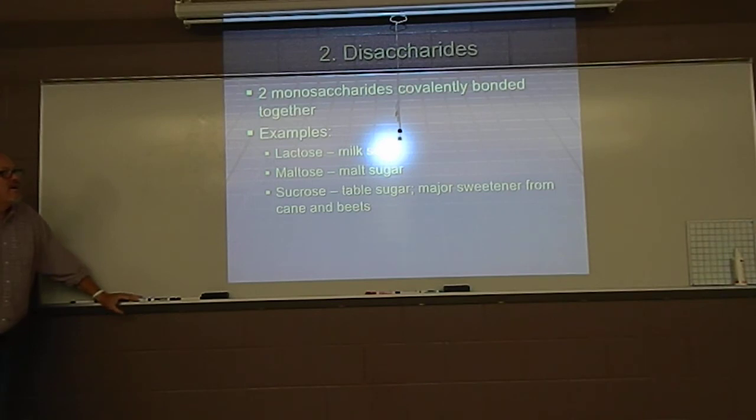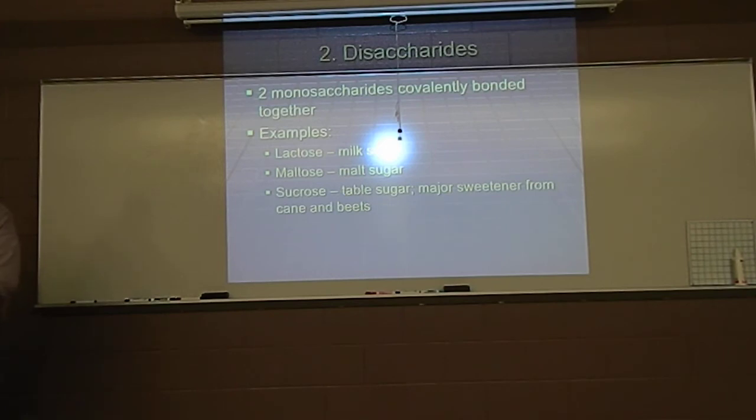Maltose is malt sugar associated with some grains, gives some brewery brewed beverages that sort of a little sugary taste to them. Sucrose is table sugar. It was the major sweetener for a long time, but is now being replaced by high fructose corn syrup. But sucrose comes from sugar cane and beets.